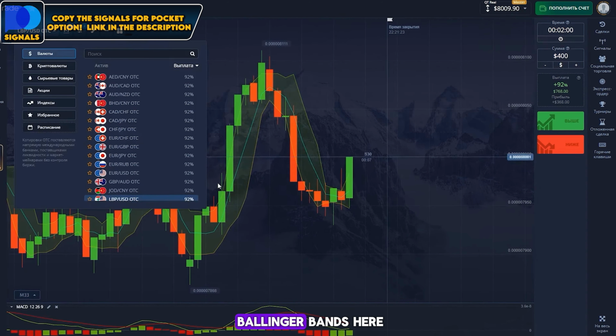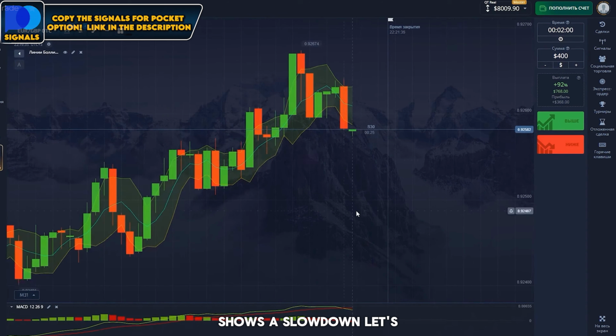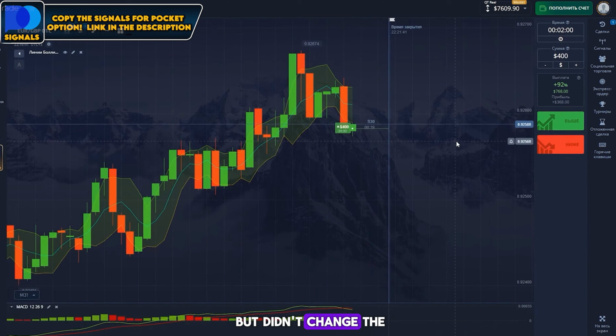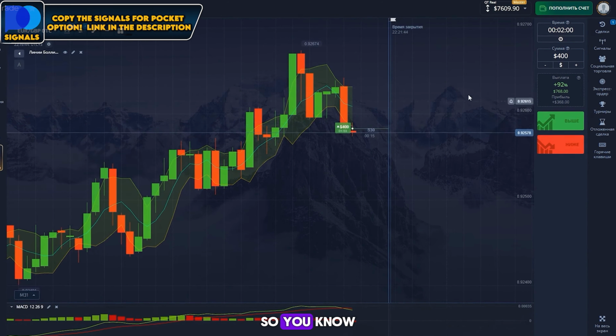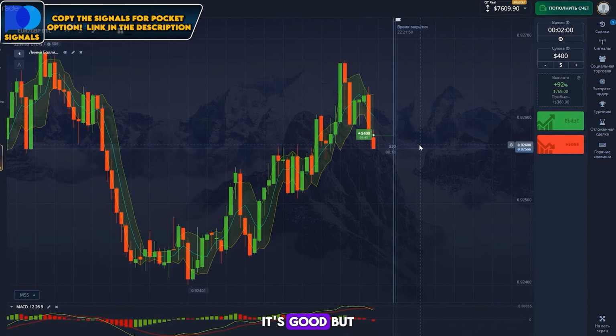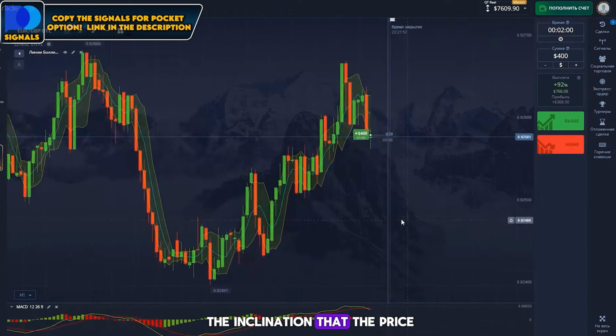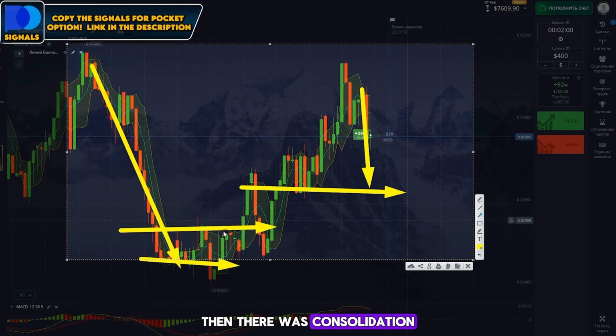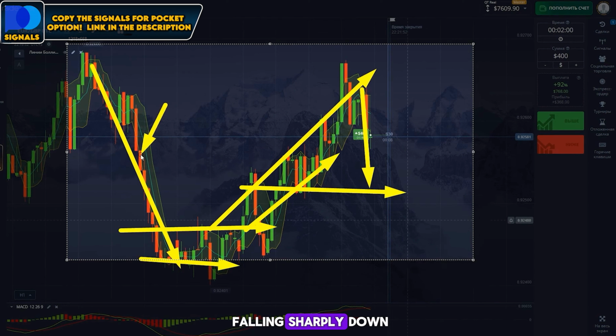The breakout of the Bollinger Bands here shows a slowdown. Let's take 2 minutes on a push. I took $400 but didn't change the initial mistake. So, we will think about it now. It's good. But I took it with the inclination that the price might still drop down, even here, because there was such a movement. Then there was consolidation, and the price is falling sharply down.